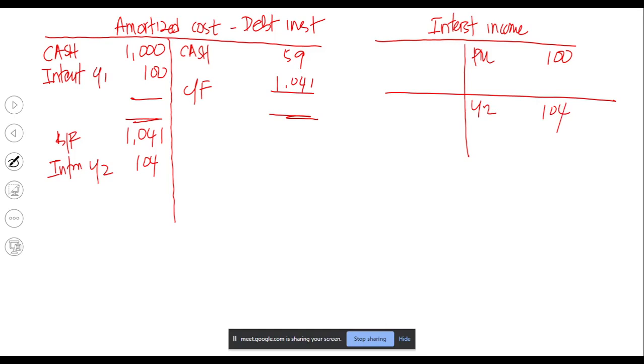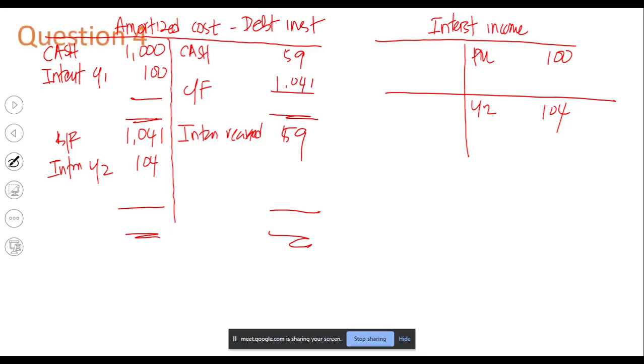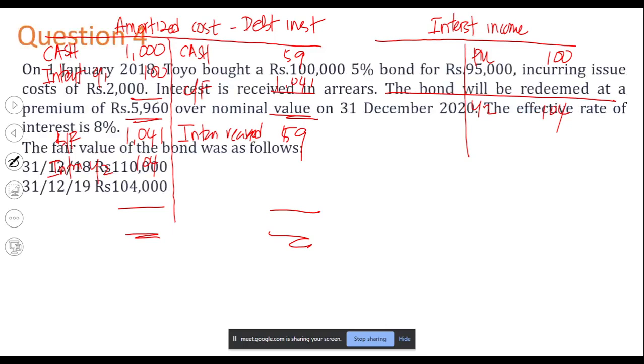And year 2 also you received interest received 59, and in year 2 you are getting the year 2 balances. Likewise, you have to recognize it in the books. So this is how we want to recognize the interest income in the books of account using the effective interest rate method.